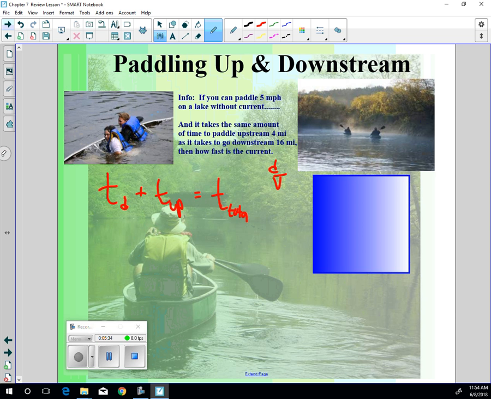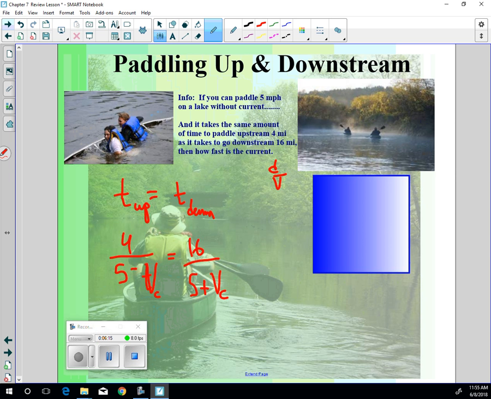Oh, that's interesting. So they got a completely different relationship here. The time to go upstream is equal to the time to go downstream. Well, how can that be? Well, it's because they have different distances. So the distance going upstream is 4 miles divided by 5 minus t, the speed of the current, is equal to 16 miles over 5 plus the speed of the current. And I'll let you finish that one.